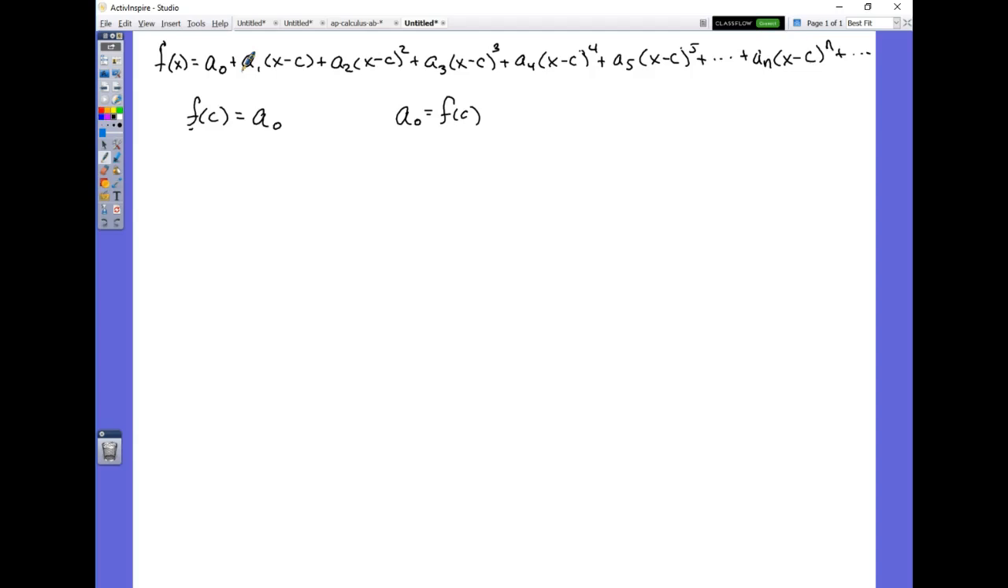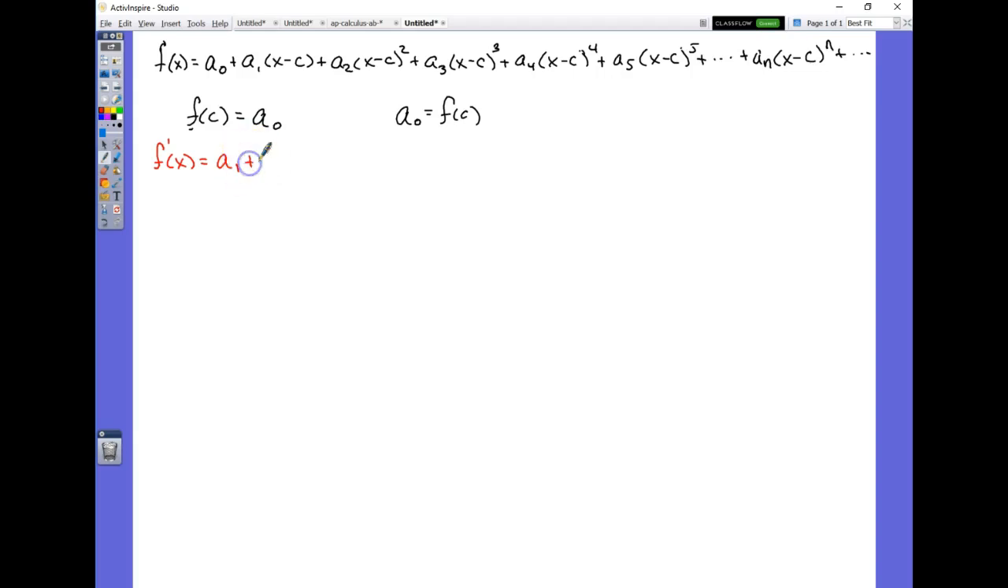It's not as obvious of work, but one of the things I can do is what if I were to take the derivative of f of x? Well, the derivative of a of 0 is 0, it's gone. What's the derivative of a1 times x minus c? It would be a1 times x minus c to the 0 times 1, because there's a chain rule built into that. But x minus c to the 0 is just 1, so this suddenly becomes a1.